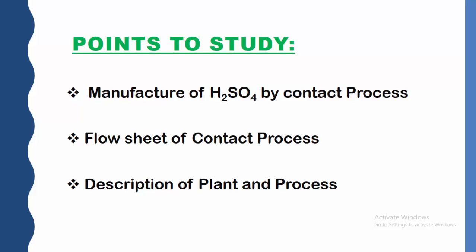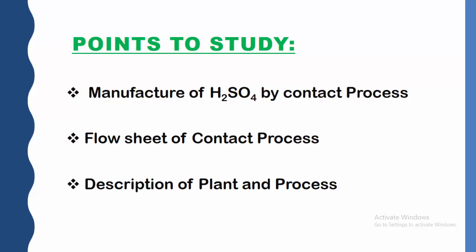In the last lecture, we discussed the basic principle of manufacture of sulfuric acid. The basic principle is very simple. Any sulfur raw material or pyrites of sulfur is taken and converted into sulfur dioxide. Further, the sulfur dioxide is converted into sulfur trioxide, and the sulfur trioxide, when absorbed by water, forms sulfuric acid.